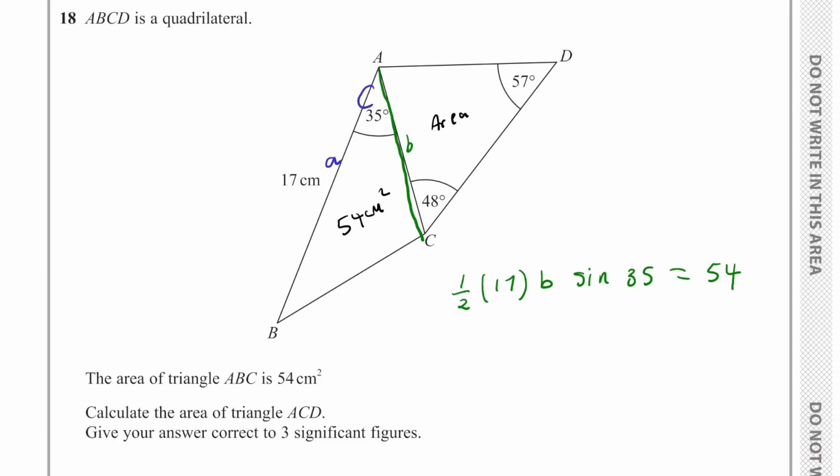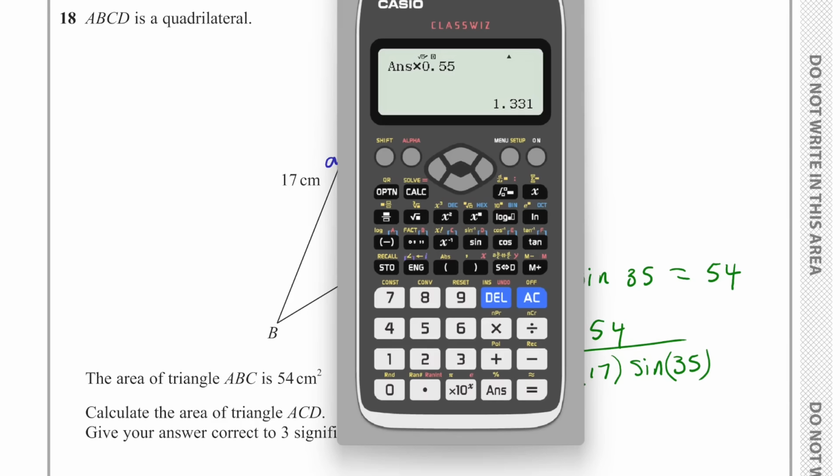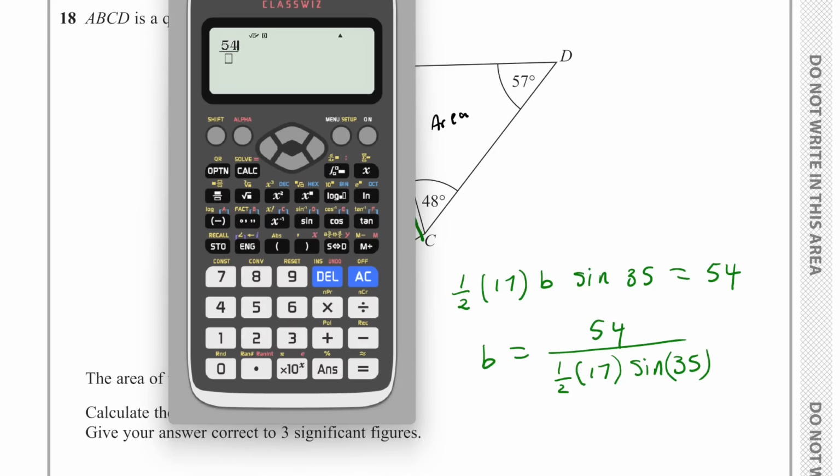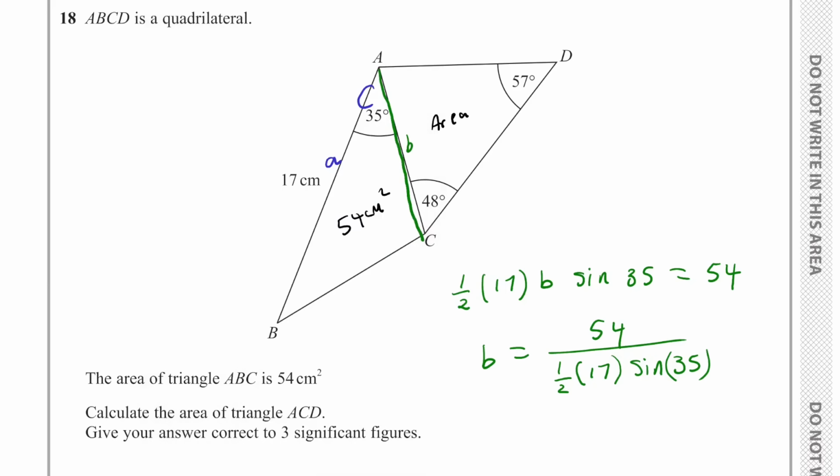Let's just divide by half times 17 times sine 35 and get b by itself. So 54 over half times 17 times sine 35, and we can just type that into the calculator. So we have 54 over half times 17 times sine 35, 11.076, and so on. So now we know that length, 11.076.